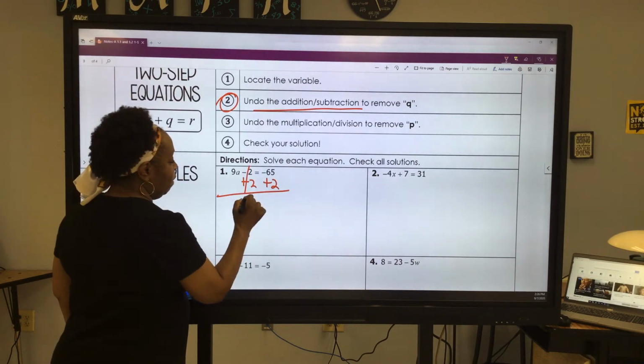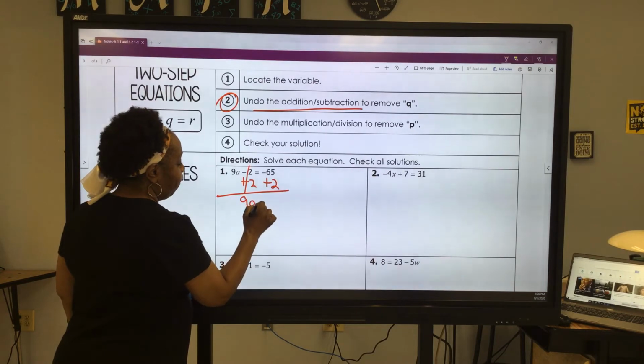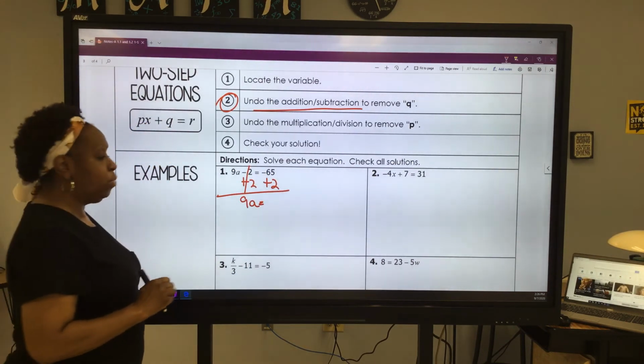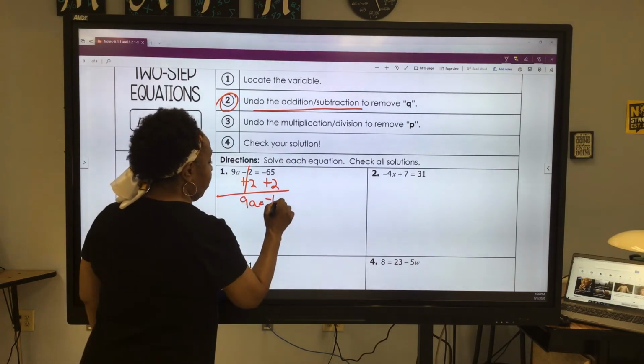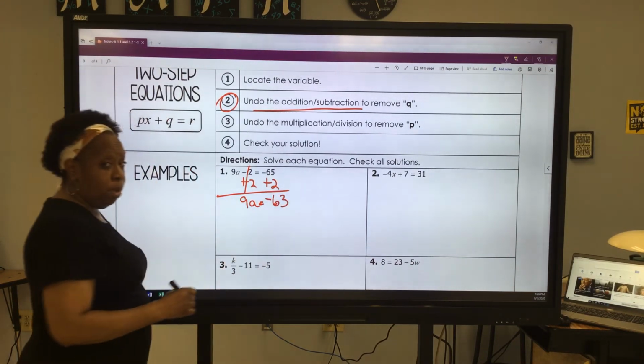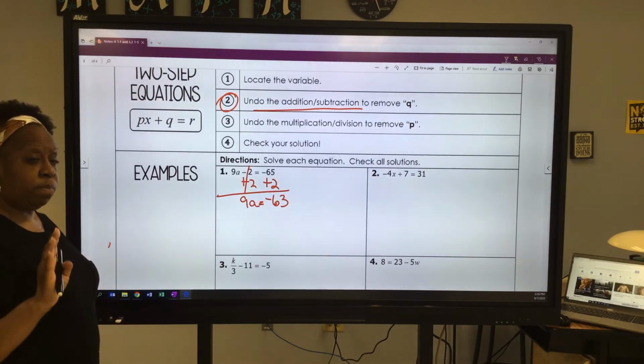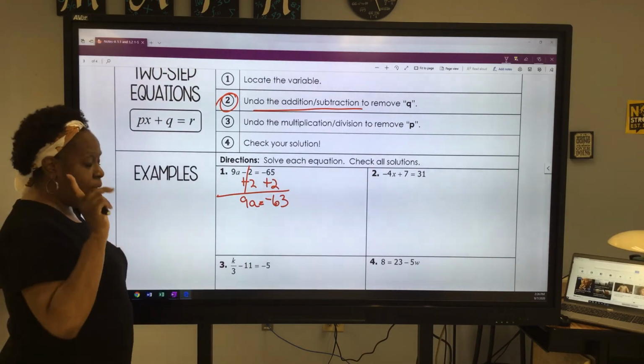That cancels, and what comes down? 9a. Negative 65 plus 2? Right, negative 63. Some of you guys are using your mental math. I'm absolutely loving it. You work a muscle, it gets bigger and better. And that's what that brain is.